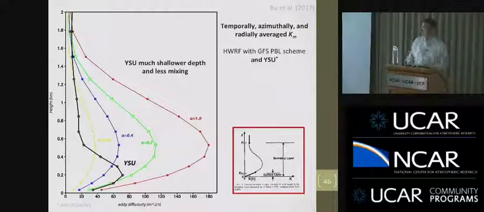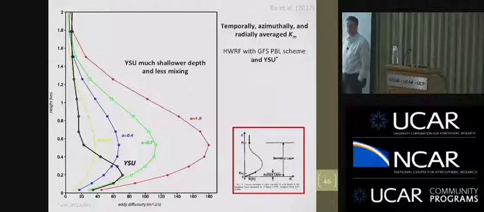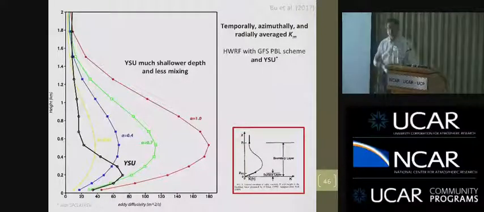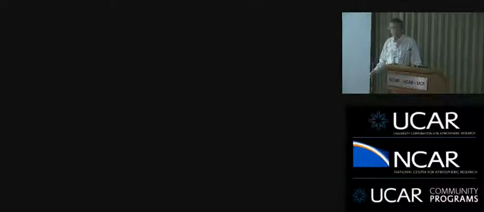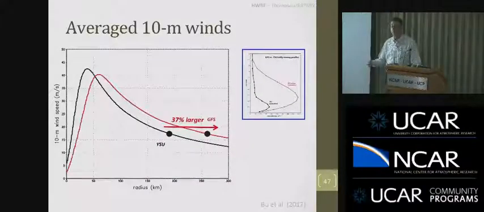So if you look at this mixing profile compared to this, given what I have told you, you would probably expect, because this would end up with less moisture mixing, that other things being equal, it should produce a narrower storm, and in fact it does. Comparing the 10-meter wind field for these two simulations, the YSU is 37% smaller, going from smaller to larger. That's not as large as the impact of cloud radiative forcing, but it's still very significant.